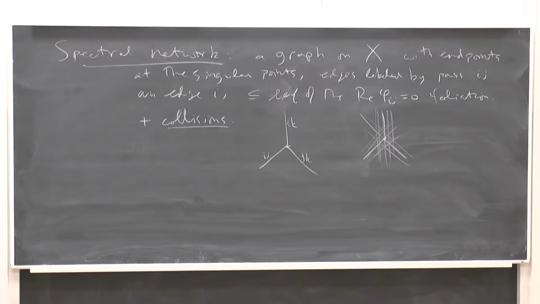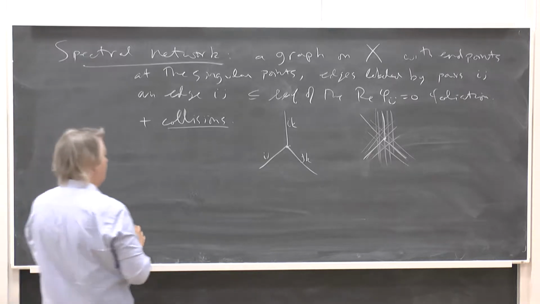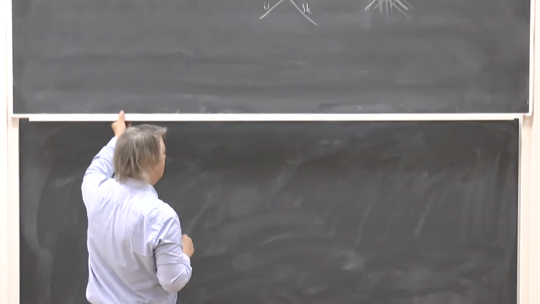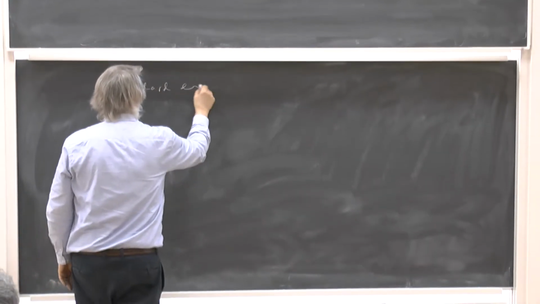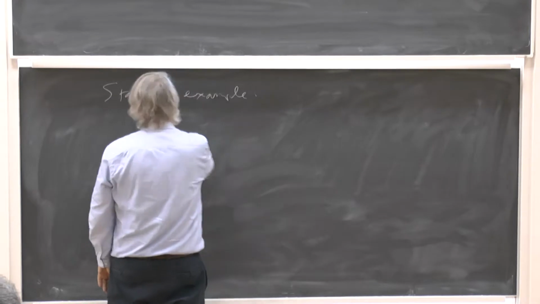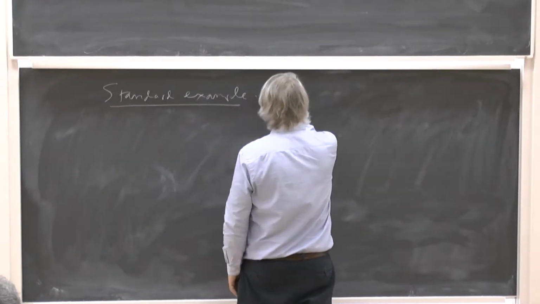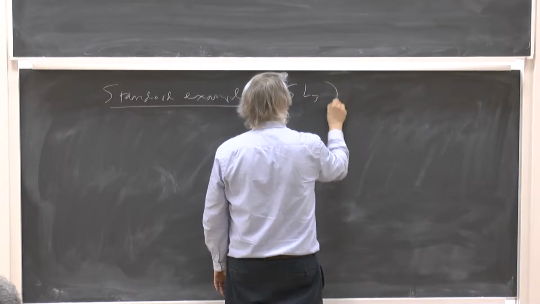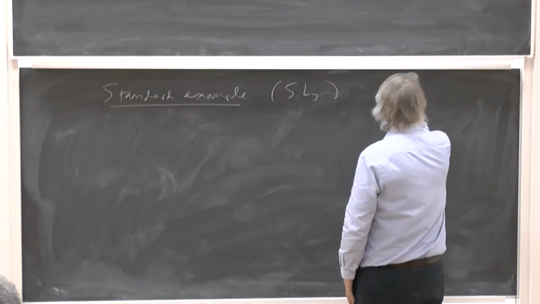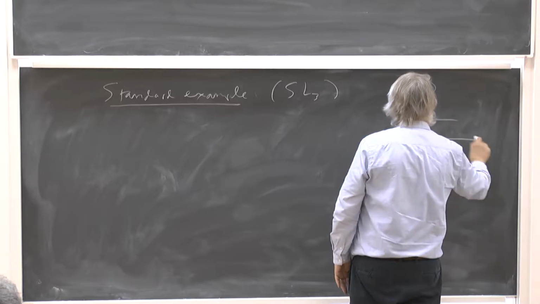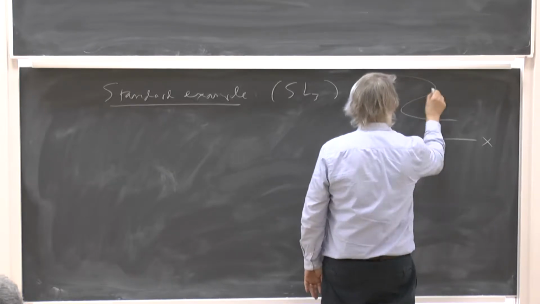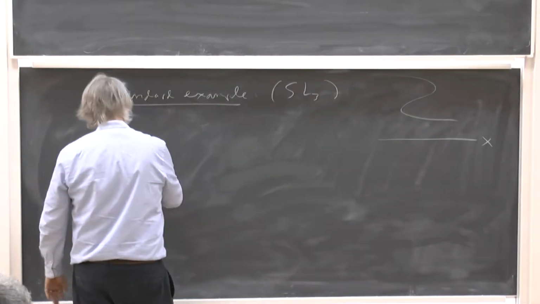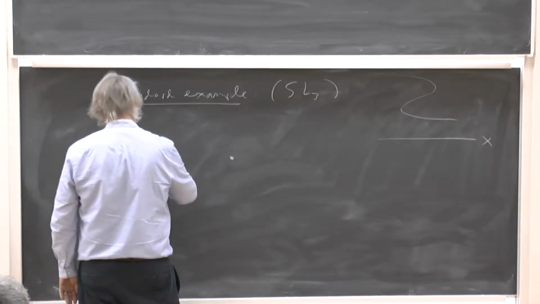Okay, so let me just draw our standard example. Our standard example is for the group SL3. This is the spectral curve that looks like that: a threefold covering of X with two branch points. So we draw the two branch points like that.